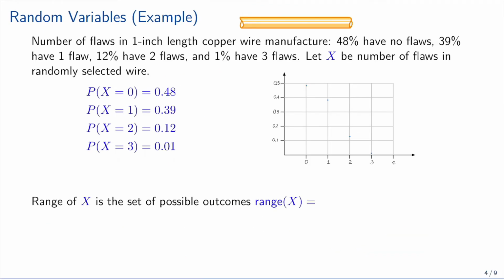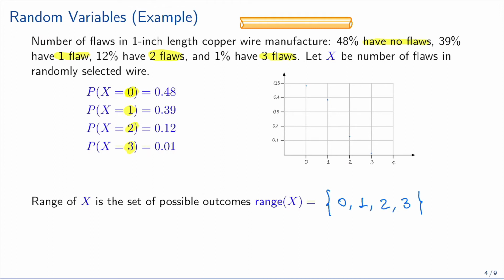In this example, we are counting the number of flaws in each copper wire manufactured. We found that 48% have no flaws, 39% have 1 flaw, 12% have 2 flaws, and 1% have 3 flaws. Let's define x as the number of flaws in the randomly selected wire. So we have either no flaws, 1 flaw, 2 flaws, 3 flaws, and that's all the possibilities. So therefore, the range of x are the possible values that our variable can take. So we have 0, 1, 2, and 3.